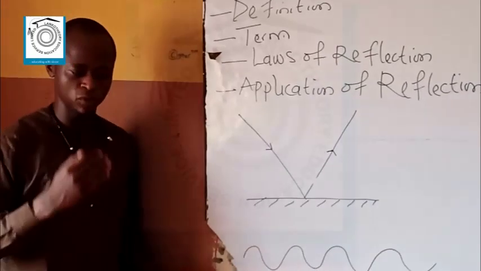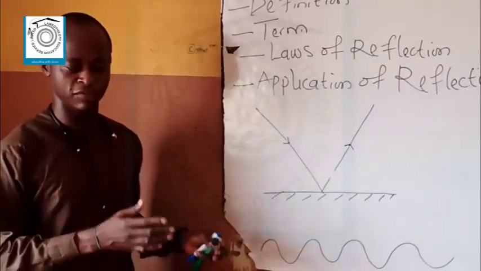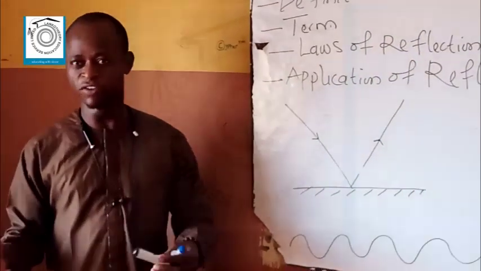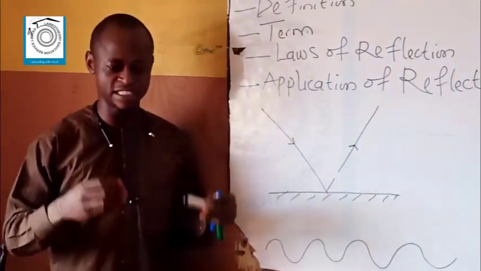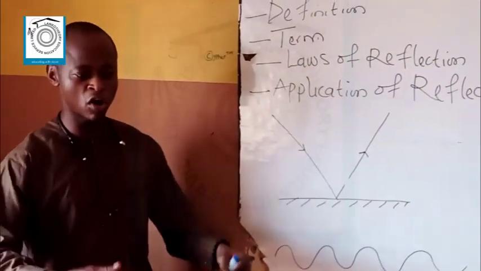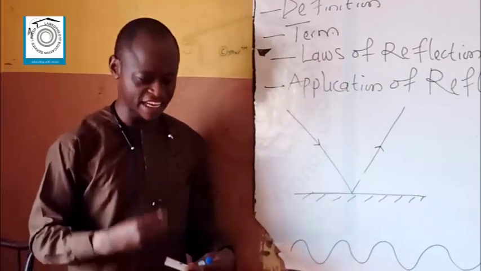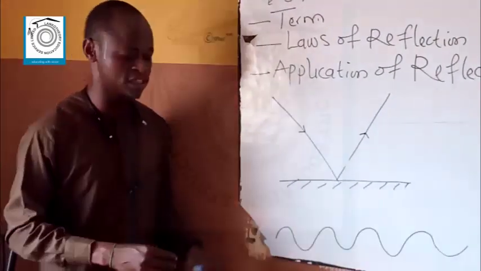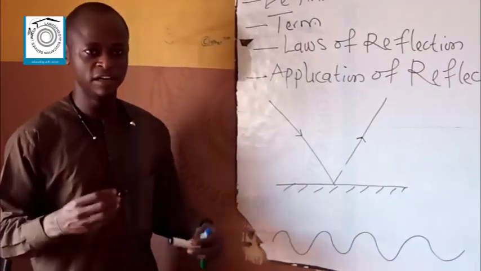So I believe you're able to understand what we call regular reflection and irregular reflection. Regular reflection is the type of reflection that occurs on a smooth surface. But any reflection that occurs on a rough surface, you call irregular reflection.